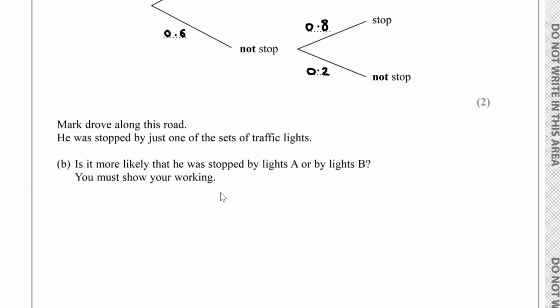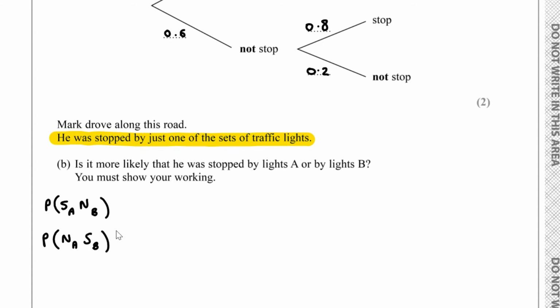So, key in this question, he was just stopped by one of the sets of traffic lights. So what we need to calculate over here is the probability that he stops at A and then does not stop at B. We also need to calculate the probability that he does not stop at A and then the probability that he stops at B. And then we compare these and see which one is greater.